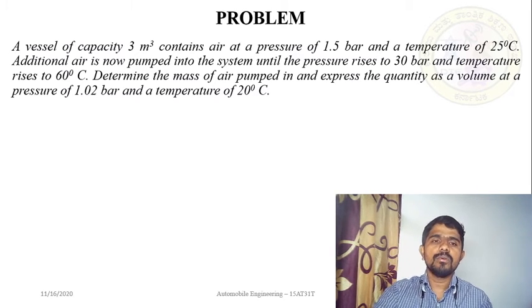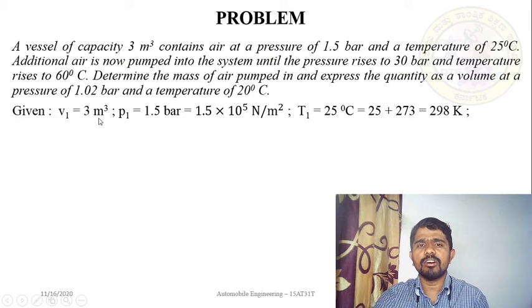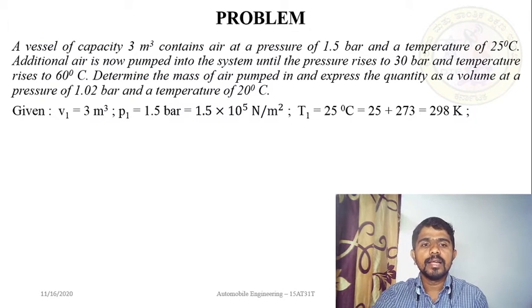Okay. So now I will try to solve the problem. Let us write the given data. V1 is given as 3 meter cube. It is nothing but the capacity or the volume of the vessel as well. P1 is equal to the initial pressure, that is 1.5 bar. I can convert from bar into Newton per meter square by multiplying with 10 to the power of 5, that you know. T1 is equal to 25 degrees centigrade, convert from degree centigrade into Kelvin, that you know how.